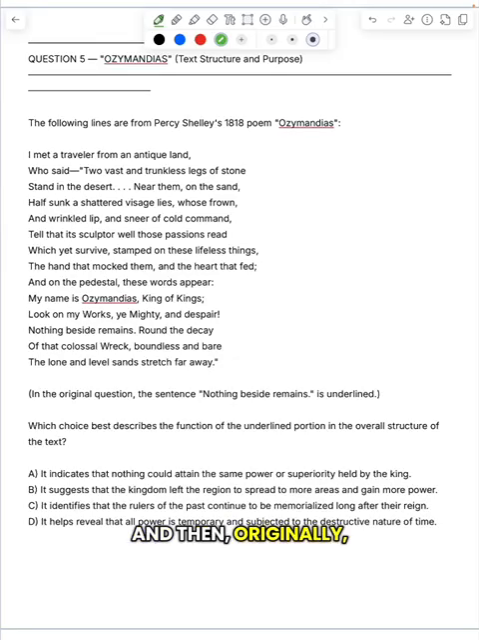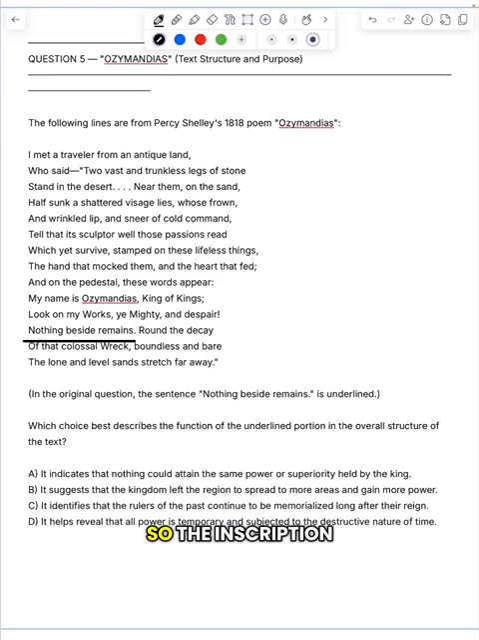And then originally, "nothing beside remains" is the underlined portion. So let's just underline that right now. Perfect. Which choice best describes the function of this underlined portion? Okay, so we need to see what the poem is actually about.